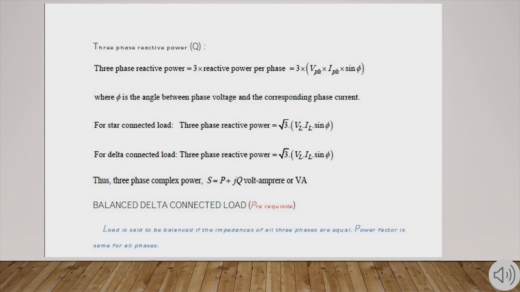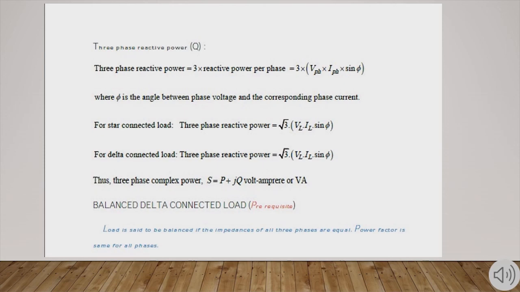Three-phase reactive power Q. Three-phase reactive power equals 3 times the reactive power per phase, that is 3 × VPH × IPH × sin φ, where φ is the angle between the phase voltage and the corresponding phase current. For a star connected load, three-phase reactive power equals √3 VL IL sin φ. For a delta connected load, three-phase reactive power equals √3 VL IL sin φ. Thus, three-phase complex power is equal to P + jQ volt-ampere or VA.